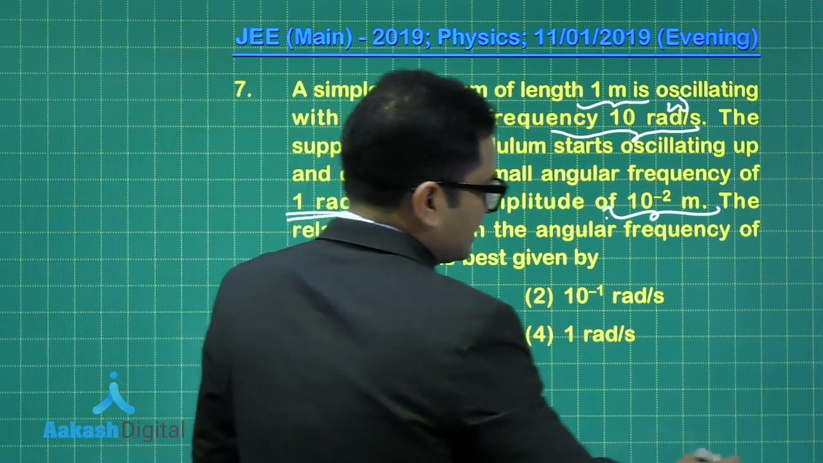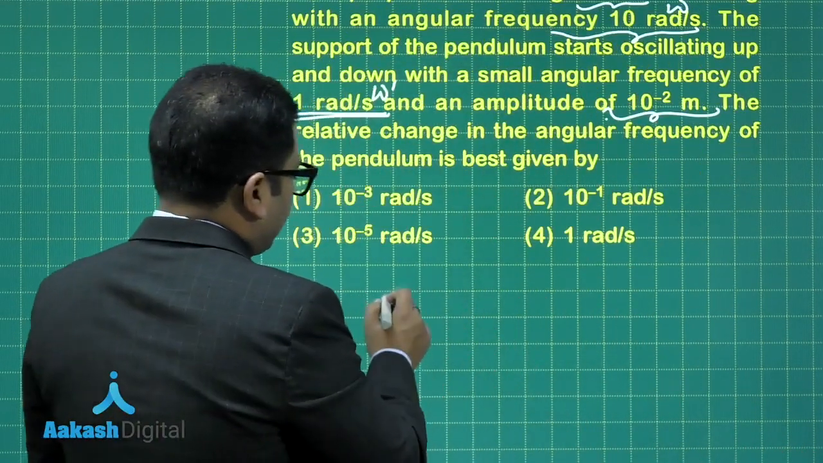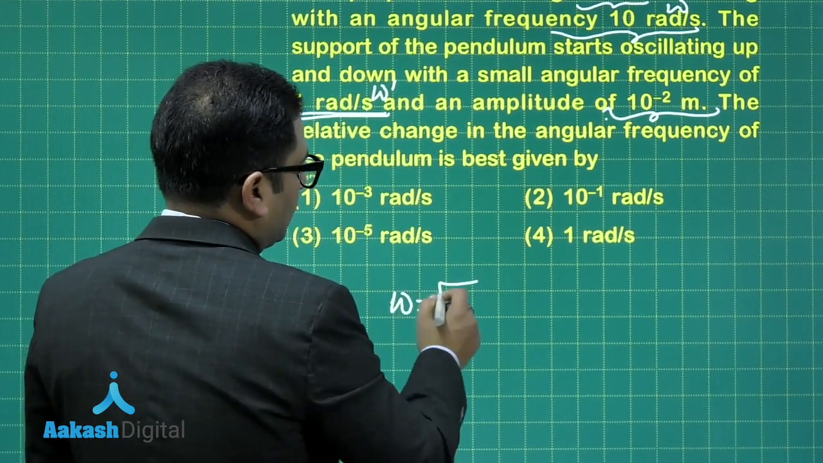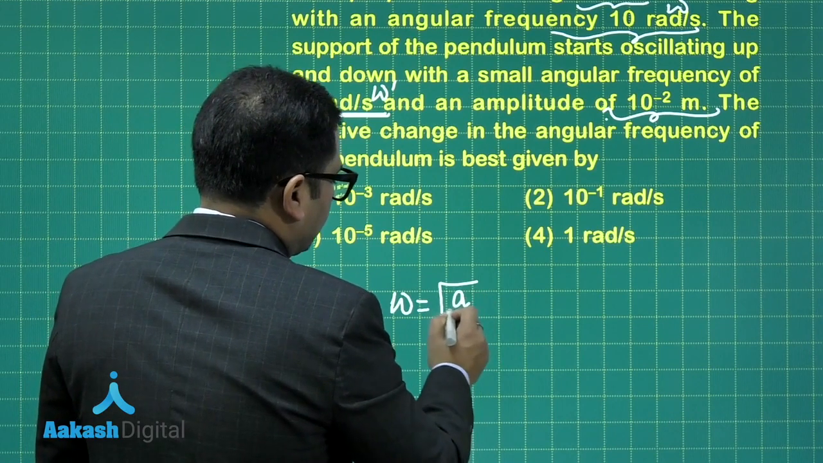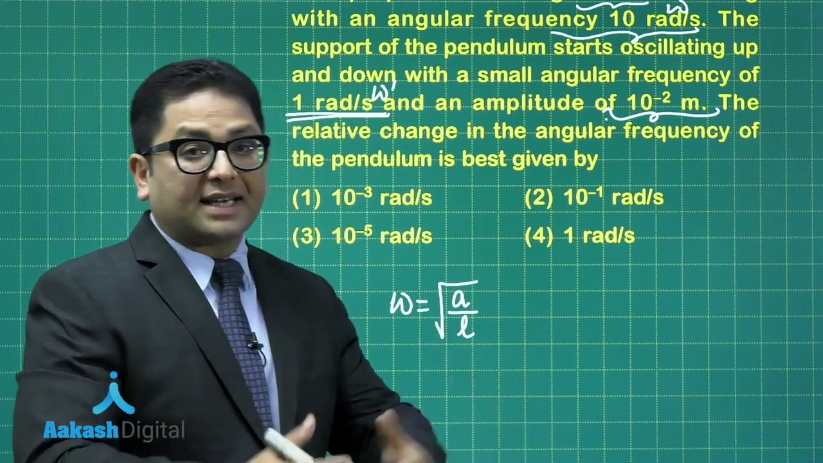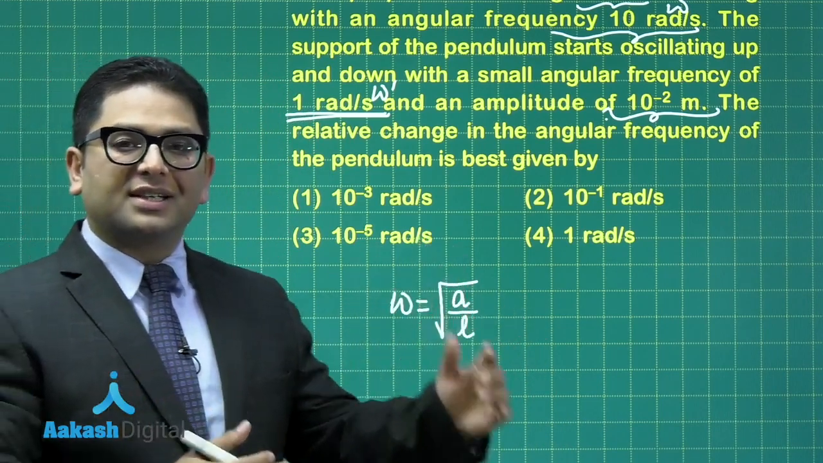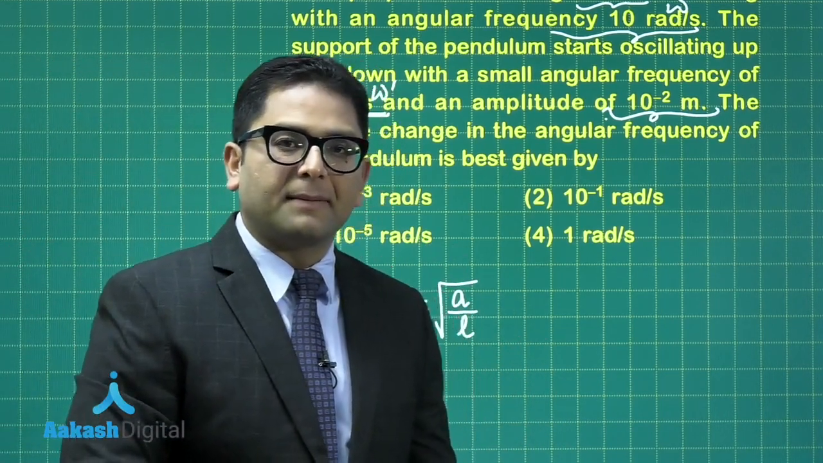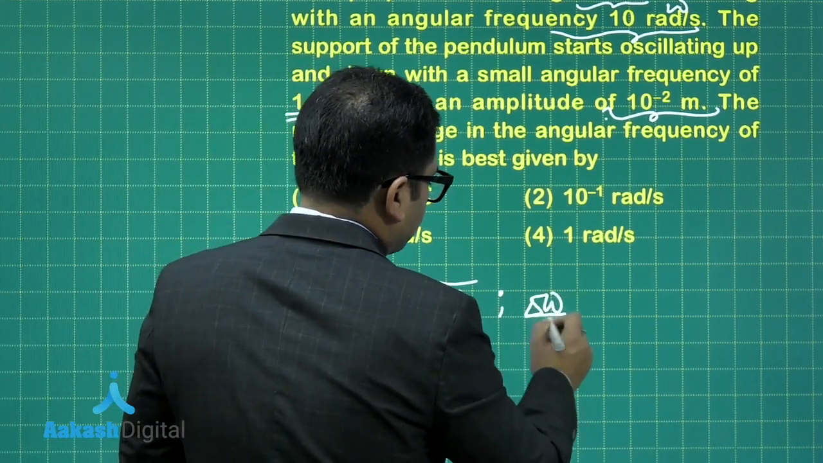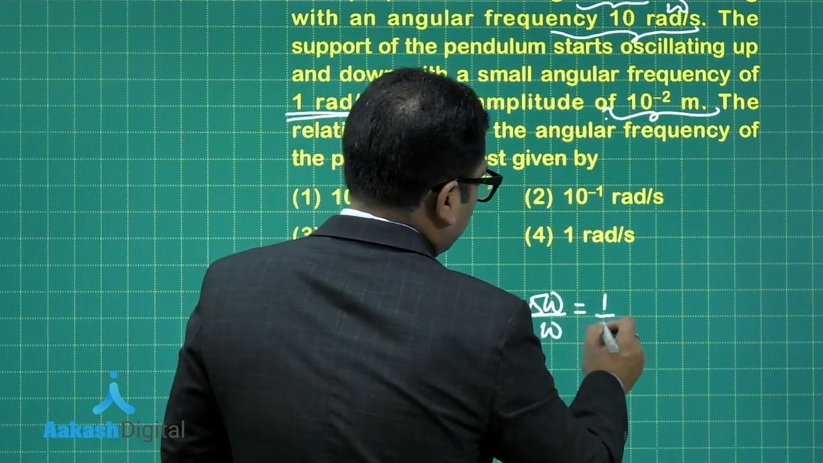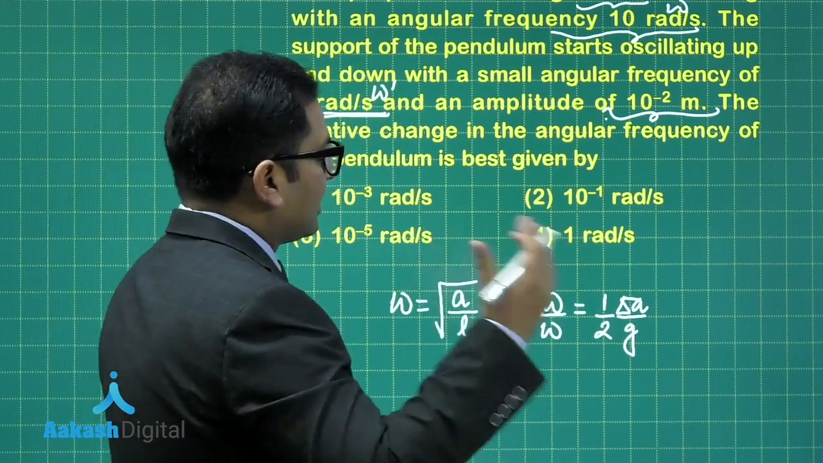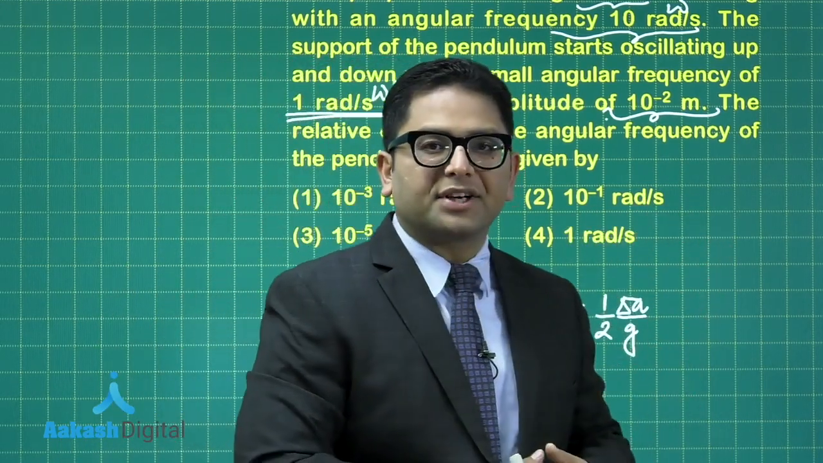Alright, so this time I'll be getting omega, that's a general expression, under root of acceleration A divided by L. Let me not write G because next time the acceleration is varying. Yes, at the initial instant the acceleration was G. Now I need to calculate the relative change in angular frequency, and that is 1 by 2 delta A by A. Now just think, delta A, the change in acceleration.